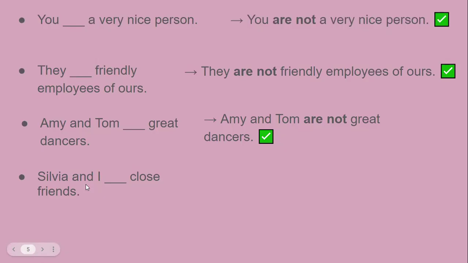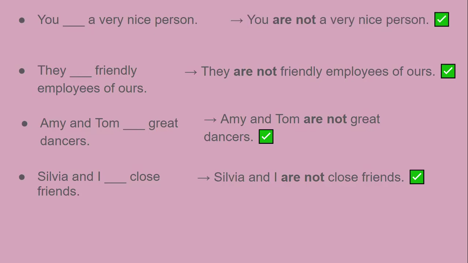So the rule says, for the subject, you, they, and we use the verb to be are, okay? And since the instructions were, we have to convert them to negative sentences, therefore, I need to include not. So the correct sentence is, Sylvia and I are not close friends. Okay? Perfect.